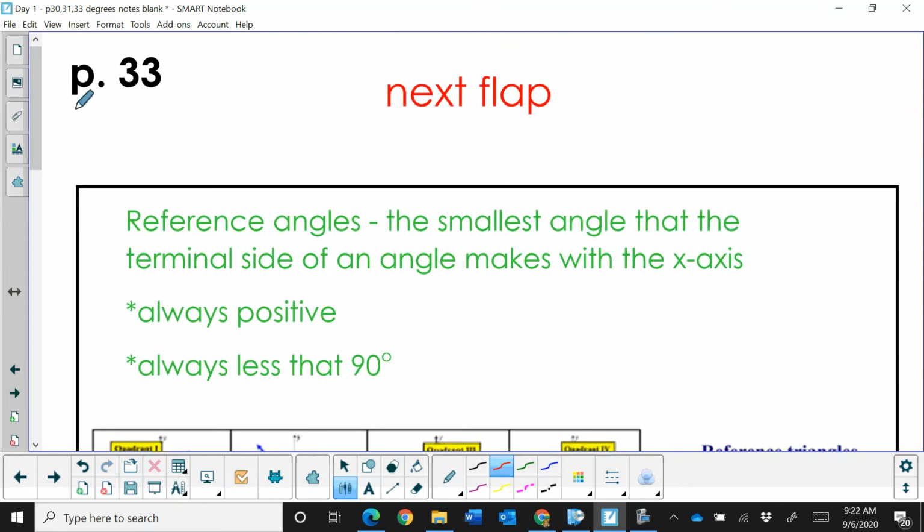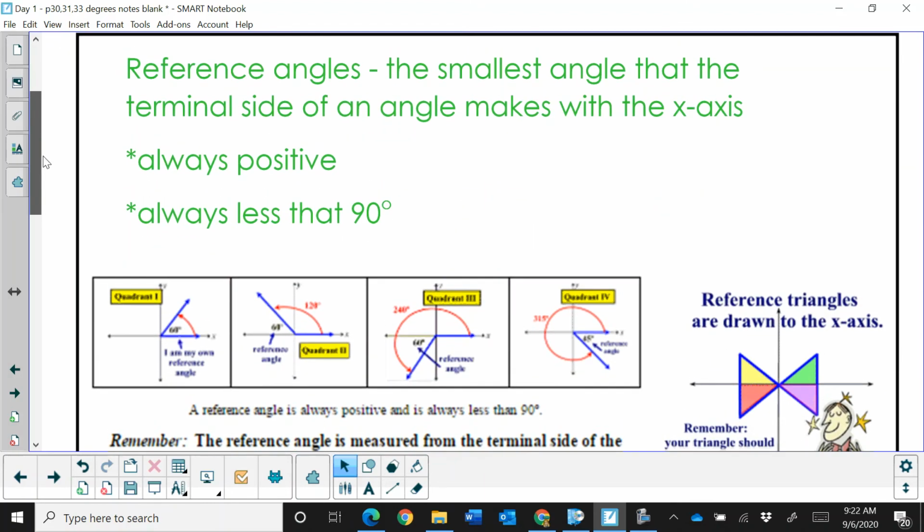Now, on the same page, and if you run out of room, you can just label another page, 33. Again, it would be another flap on our foldable, but this one is reference angles. For some reason, this tends to be the hardest one to understand. Okay, the smallest angle that the terminal side of an angle makes with the x-axis. So say that again: the smallest angle that a terminal side of an angle makes with the x-axis.